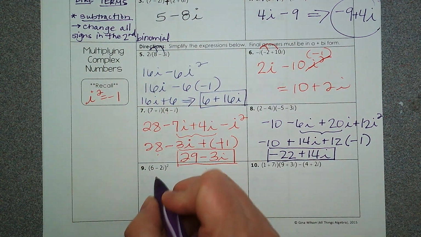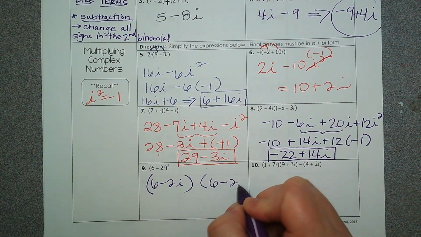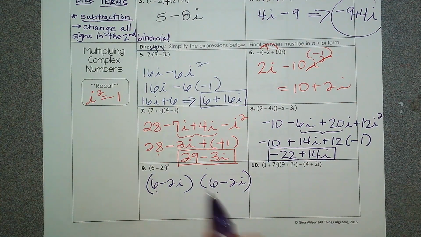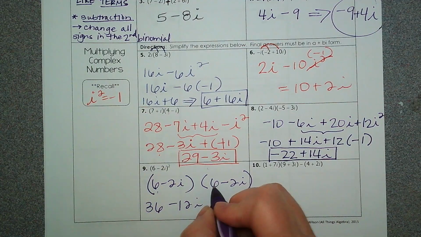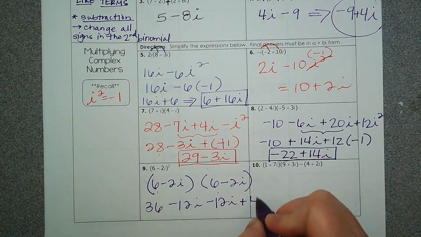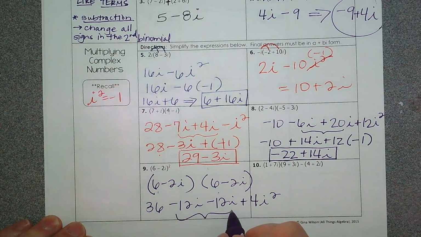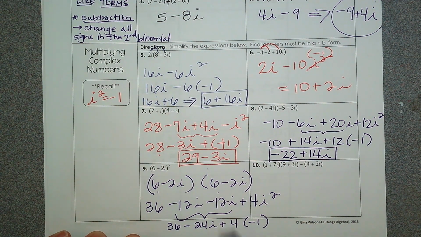Number 9, we've got 6 minus 2i squared. So we multiply it times itself. 6 times 6, 6 times -2i, -2i times 6, -2i times -2i is positive 4i squared. Combine like terms. And put -1 in place of i squared. So that's going to be a -4 plus 36 is 32 minus 24i.